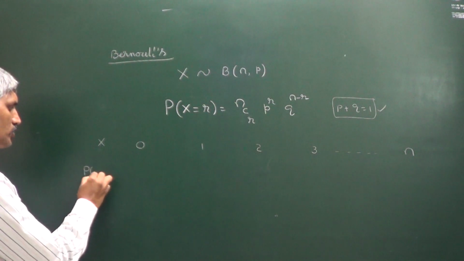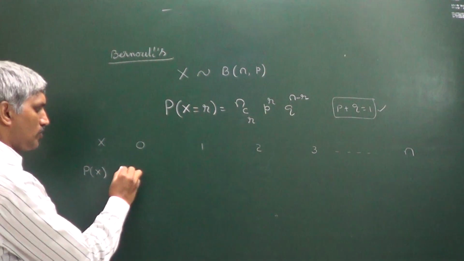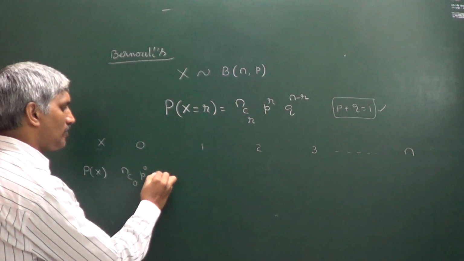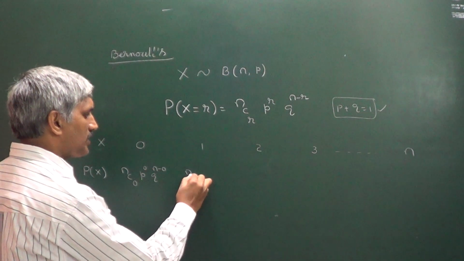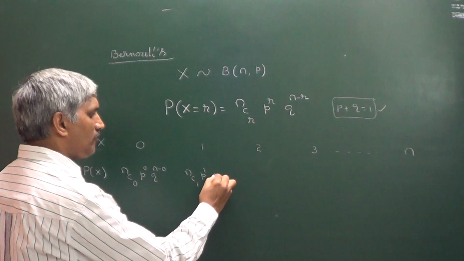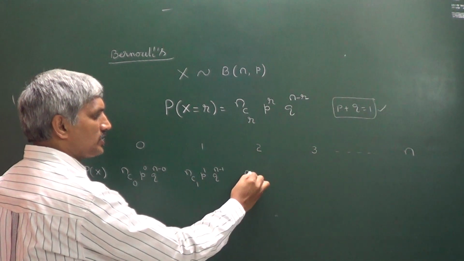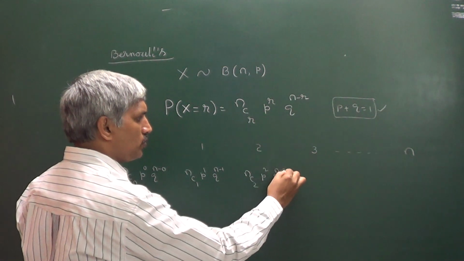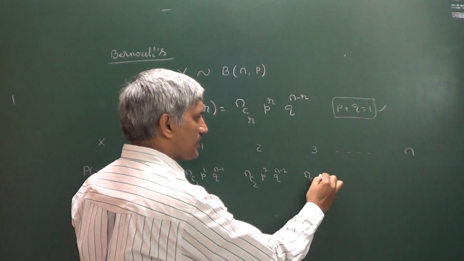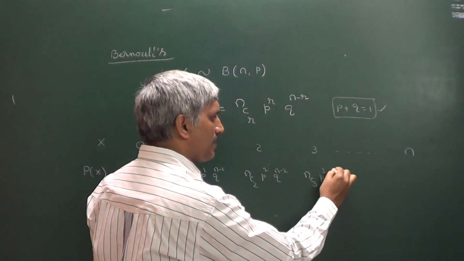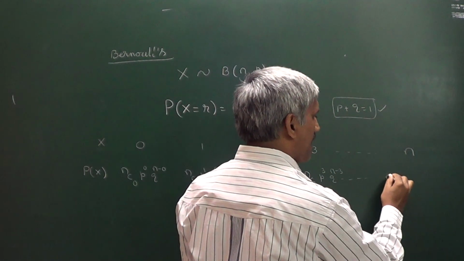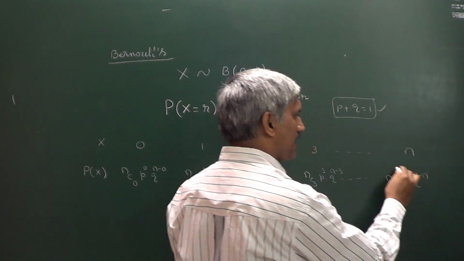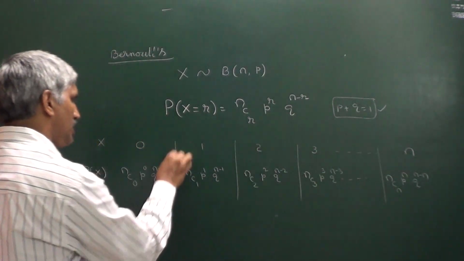Now can you tell me what their respective probabilities are? Their respective probabilities are NC0 into success power 0 into failure power N minus 0. Next NC1 into success power 1 into failure power N minus 1, then NC2 into success power 2 into failure power N minus 2, and next NC3 into success power 3 into failure power N minus 3 and so on. Finally NCN into success power N into failure power N minus N. So this is about the binomial distribution.